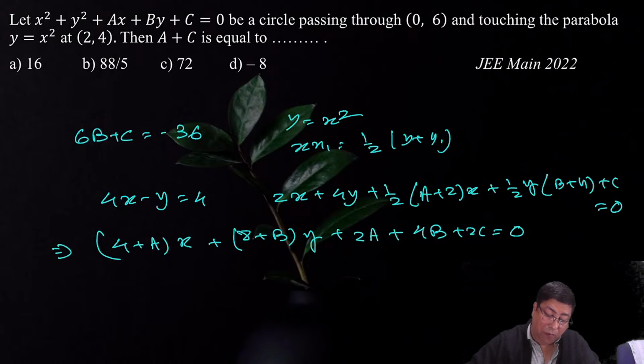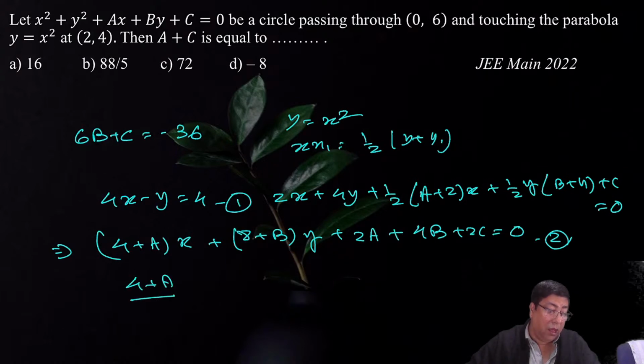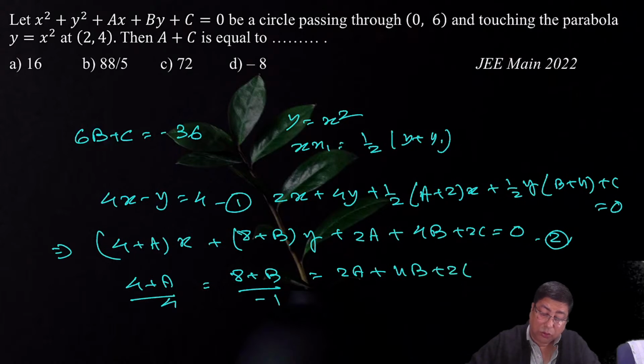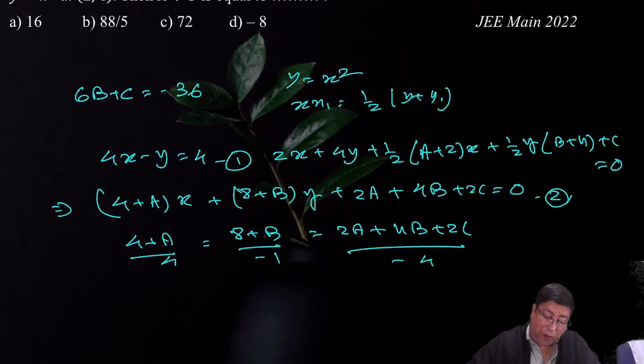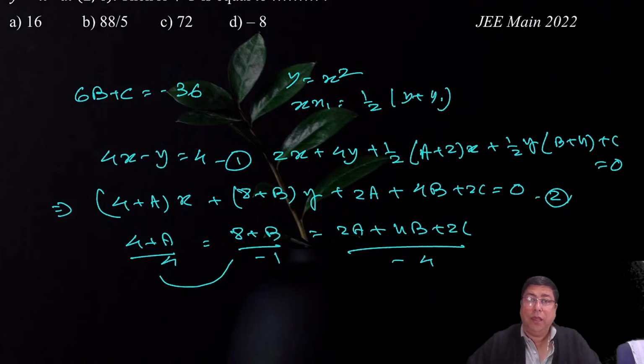If I give the number 1 to this equation and number 2 to this equation, let us equate the coefficients, because they represent the same tangent. Therefore 4 plus a by 4 equal to 8 plus b by minus 1 equal to 2a plus 4b plus 2c total divided by minus 4. Now let us equate the first two portions. Everyone remember one thing, we have to do the calculation very fast, because after 2009 the questions coming in the JEE examination are not only tricky, they are calculative also.